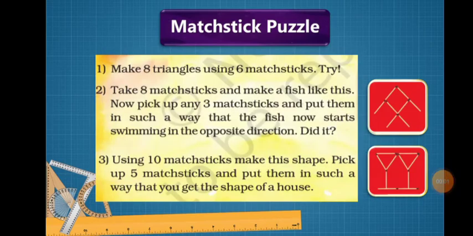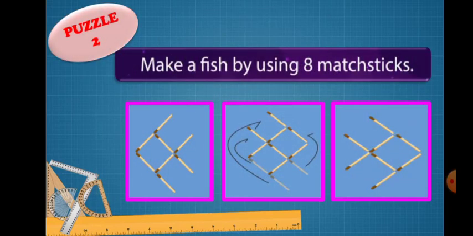Now, your puzzle time. Matchstick puzzle. Make 8 triangles using 6 matchsticks. Try, children. Second one, take 8 matchsticks and make a fish like this. Now pick up any 3 matchsticks and put them in such a way that the fish now starts swimming in the opposite direction. Did it? Using 10 matchsticks, make this shape. Pick up 5 matchsticks and put them in such a way that you get the shape of a house. One is done for you, children.